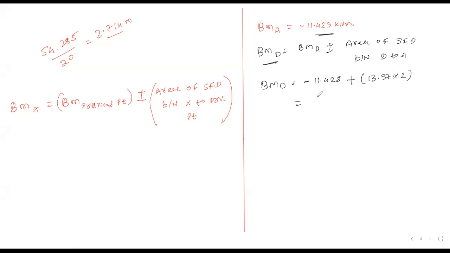Do the calculation on the calculator and give the answer. 15.712 sir. Yes, 15.715. Okay, 15.715 kilonewton meter. Okay, don't worry if you are not able to understand. We are going to calculate each and every point.